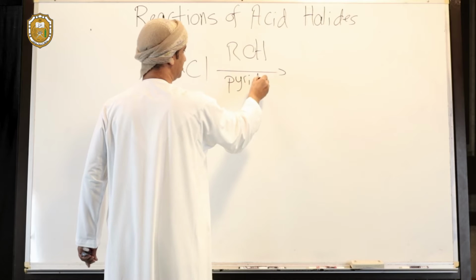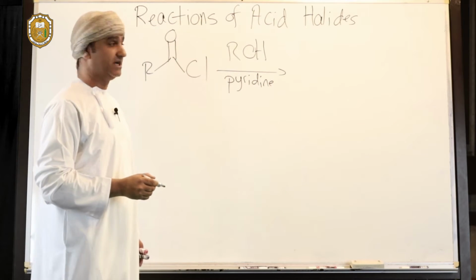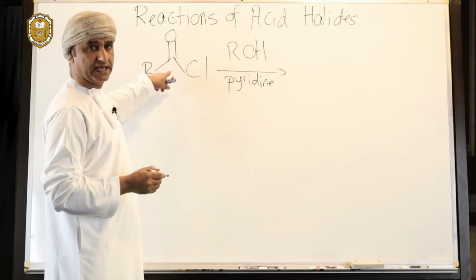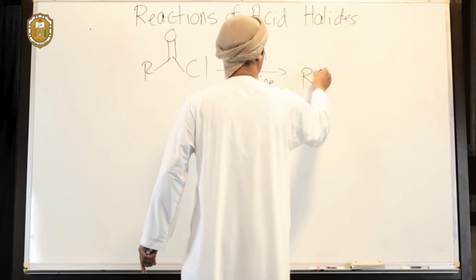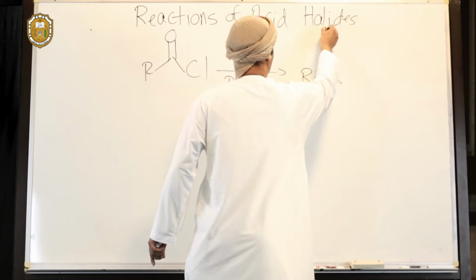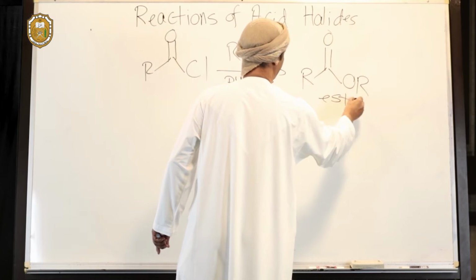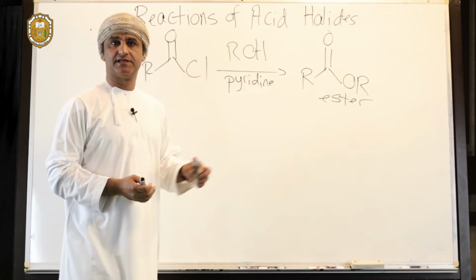as we have seen in the general scheme of reactions of acid halides. So alcohol, pyridine on acid chlorides. Now this reaction gives the corresponding ester. So it is an esterification reaction.